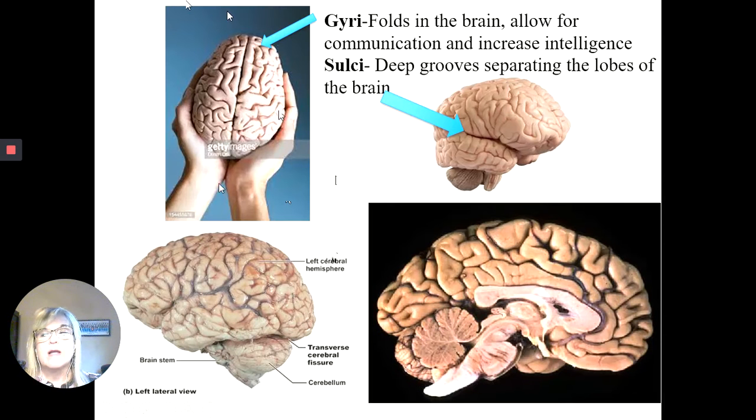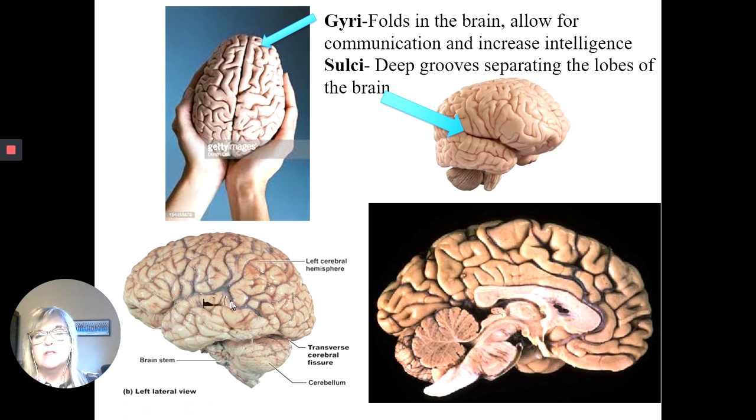So this is what a plastic model of our brain looks like. These 2 pictures at the bottom are actually real pictures of the brain. So these wrinkles and folds in here are called gyri, and they really allow the brain to communicate with different parts, and it increases our intelligence level. The sulci are these deep grooves that separate the lobes of the brain, and you can see in the plastic model it looks really clear. Here in the actual brain, it's not quite as clear.